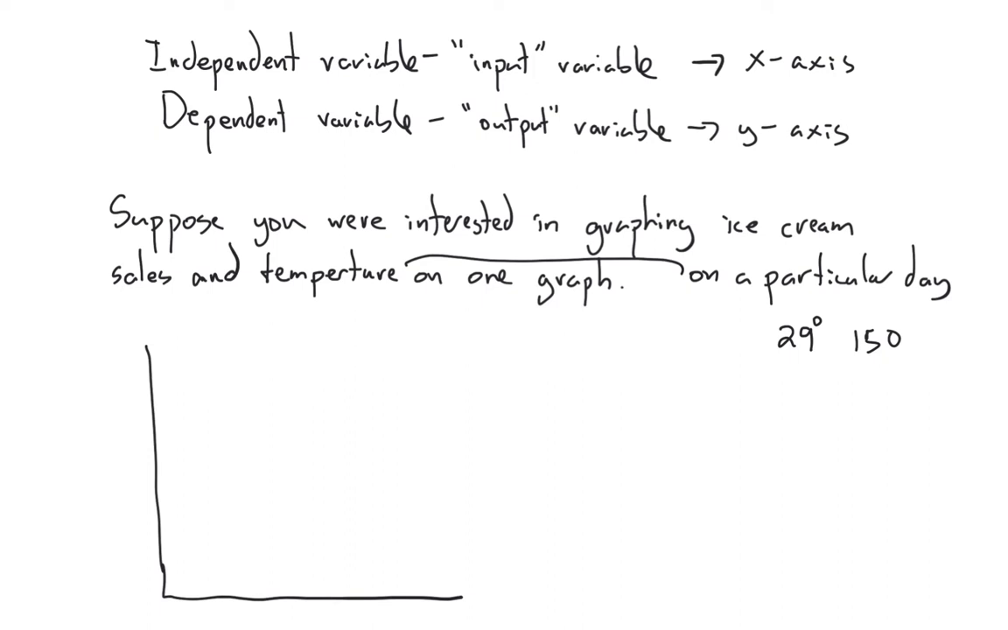Okay, so it should be pretty clear that temperature affects ice cream sales. So the independent variable here is going to be temperature, and that's what we're going to put on the x-axis. And our dependent variable is going to be ice cream sales, and that's going to go on the y-axis. So let's label these. This is going to be temperature in degrees Celsius, and our y-axis is going to be ice cream sales.